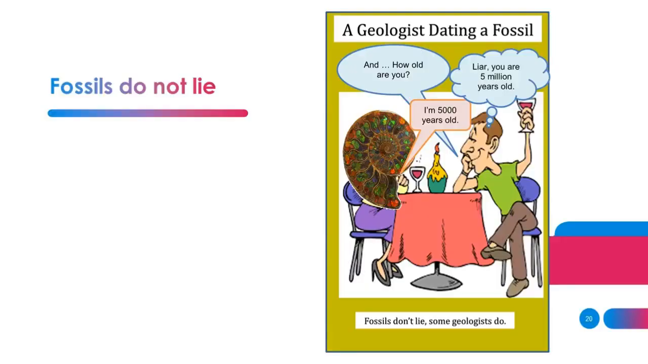So this is a gentleman, a paleontologist, dating a fossil. So he asked her, okay, how old are you? She tells him, well, I'm 5,000 years old only. He doesn't like this. Yeah, you're a liar. You are 5 billion years old or 5 million years old. So fossils do not come with an age label. They don't lie. Geologists do sometimes lie.